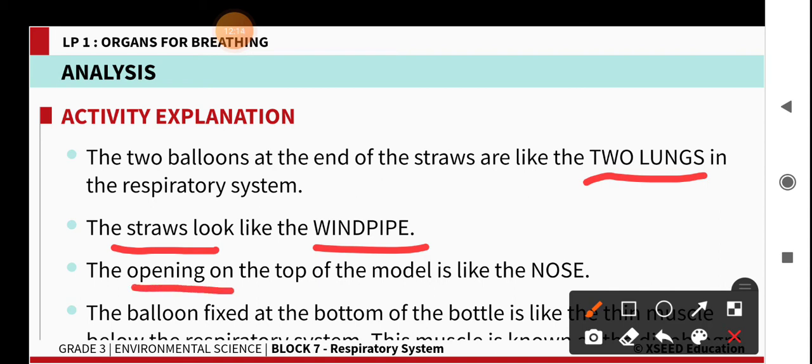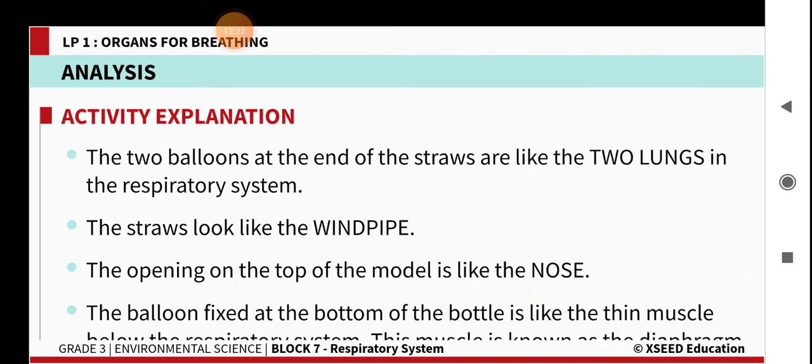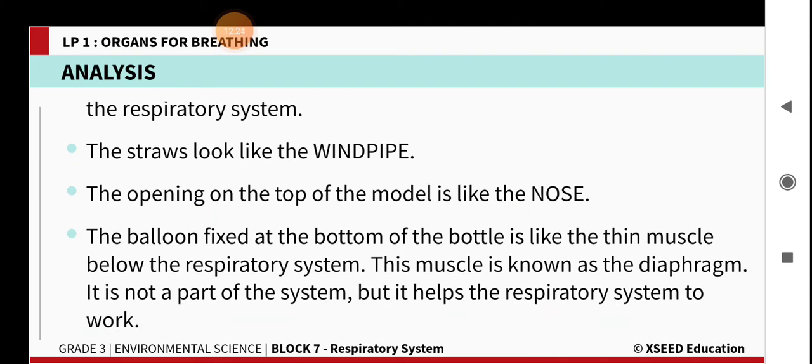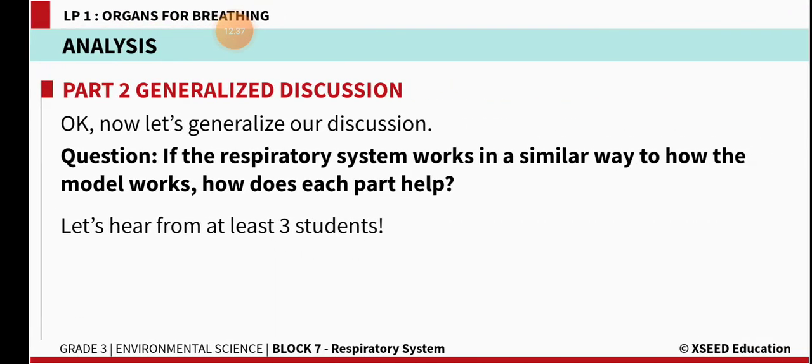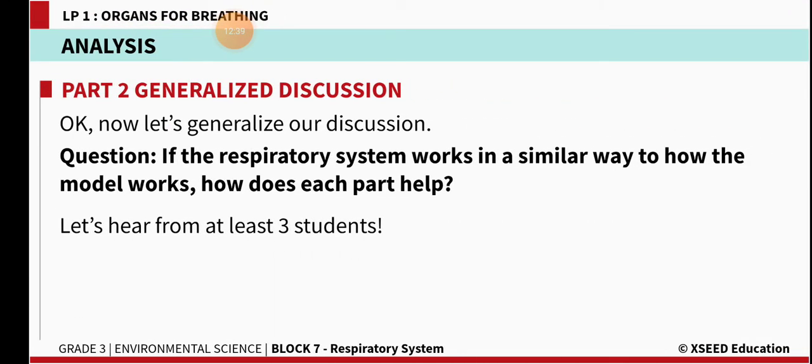The opening on the top of the model is like your nose, and the balloon fixed at the bottom of the bottle is like the thin muscle below the respiratory system. This muscle is known as the diaphragm. It is not a part of the system, but it helps the respiratory system to work properly. Now we will see if the respiratory system works in a similar way to how the model works.